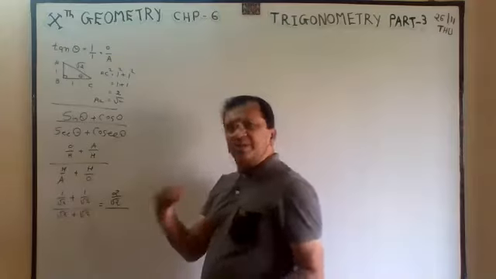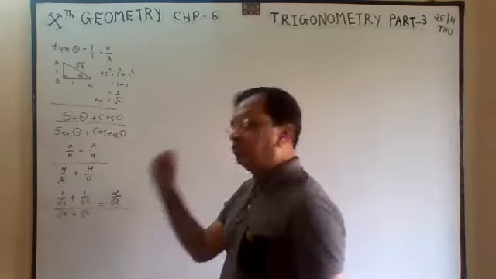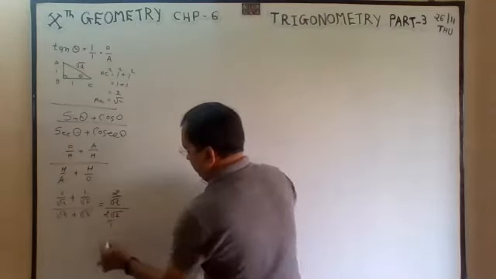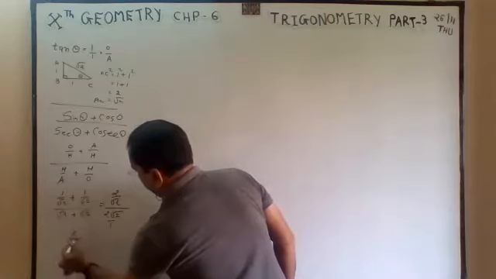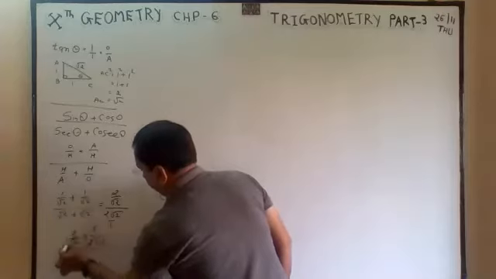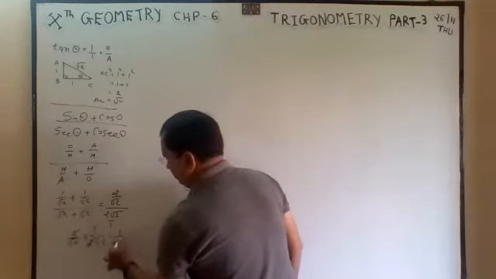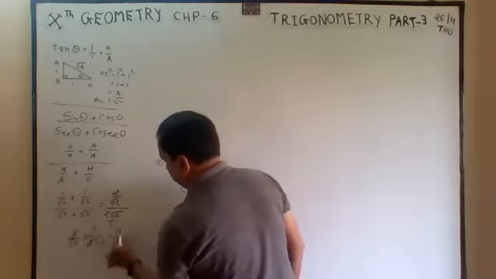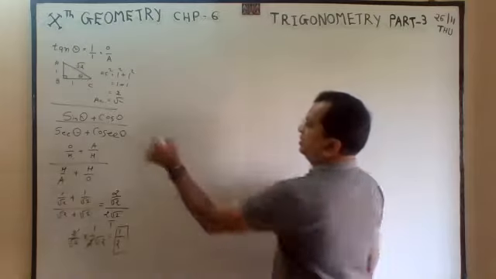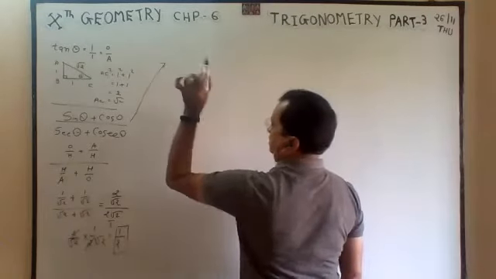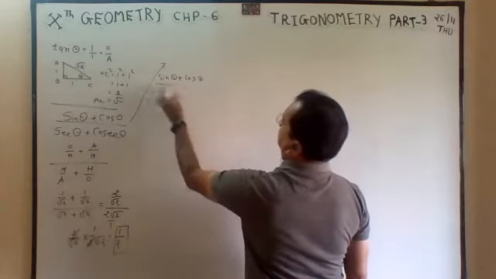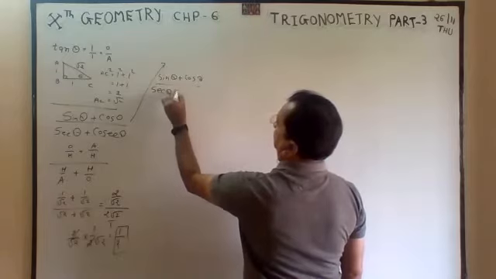Root 2 plus root 2 means x plus x, 2x. Root 2 plus root 2 is 2 root 2 by 1. So now I will invert: 2 root 2 into 1 by 2 root 2. The 2 cancels. 1 into 1, 1. Root 2 is the denominator. So this is the final answer. Okay. Now from here I am continuing: sin theta plus cos theta divided by sec theta.